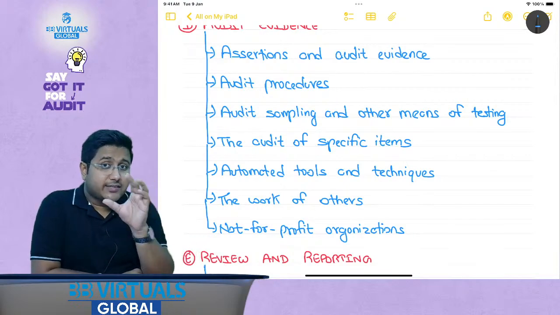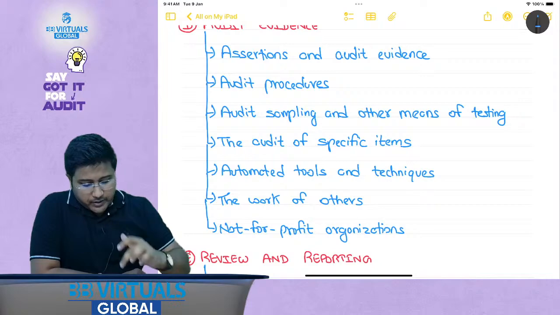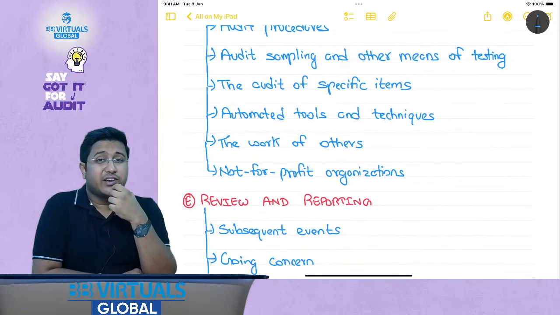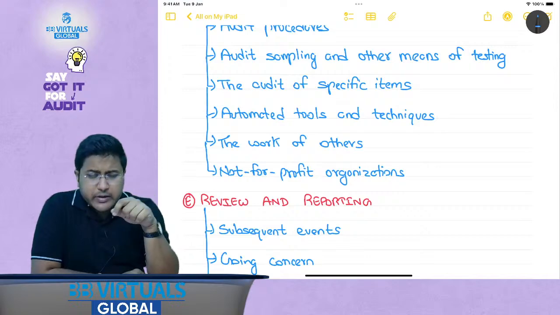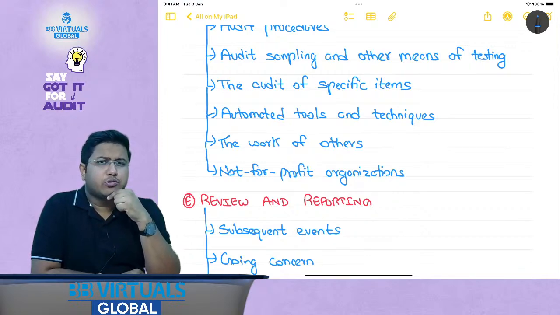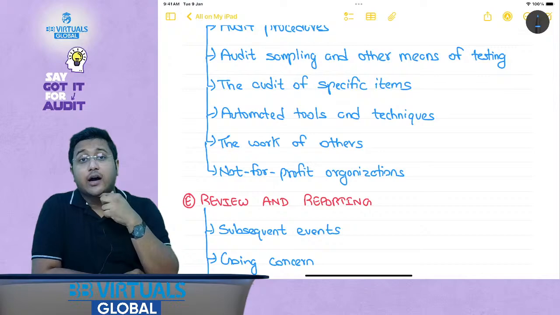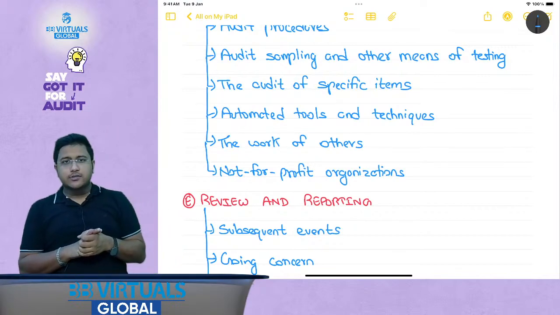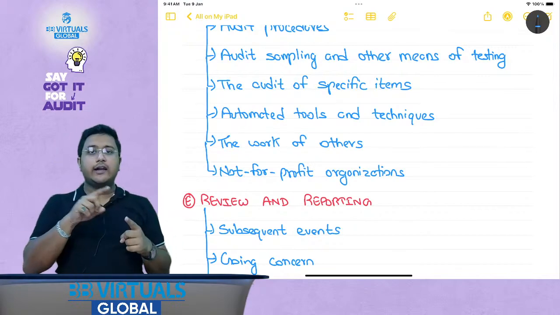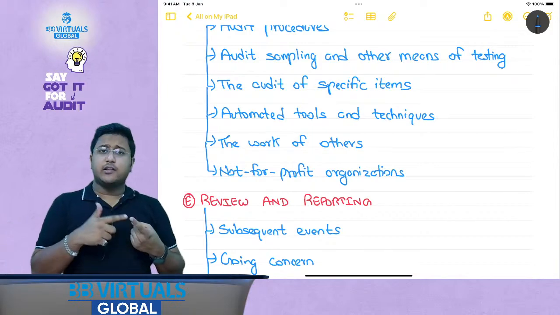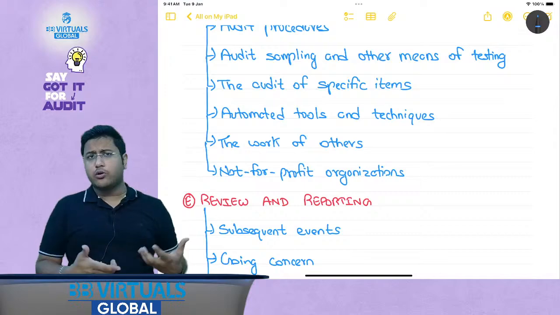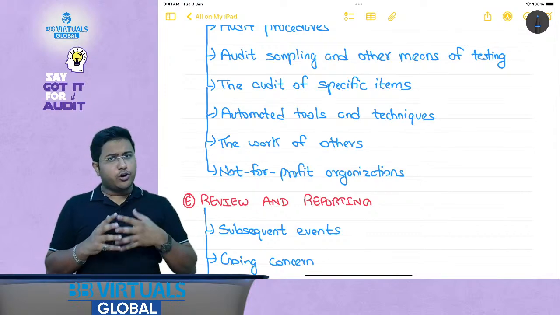Like I told you, test samples would be taken, not every student would be asked. The audit of specific items, it could be specific items of the financial statements. Okay. Then the automated tools and techniques. When I talk about automated tools and techniques, what do I mean by it? So there are CATs also. CAT as in CAAT, CAT. CAT means computer assisted audit techniques. Excel, Power BI, Python, a lot of CATs are used in the audit these days, right?